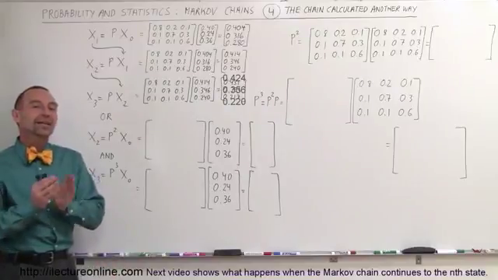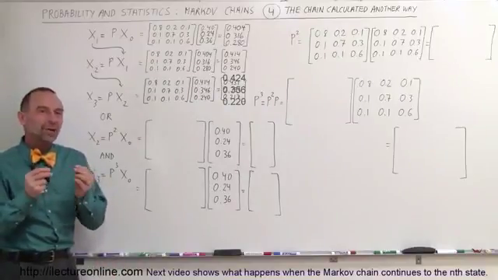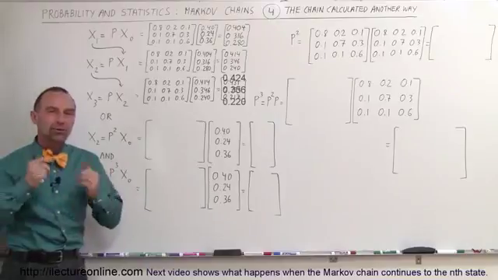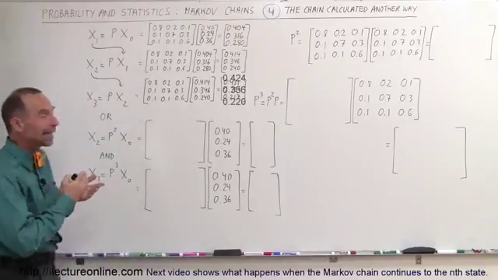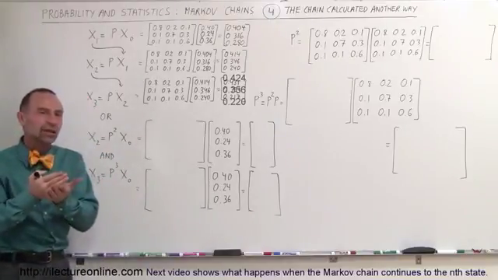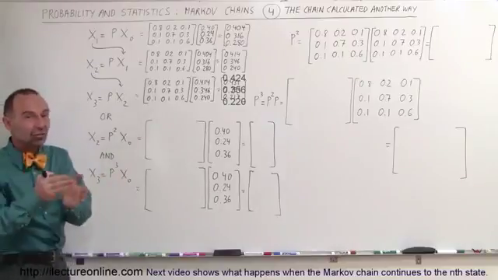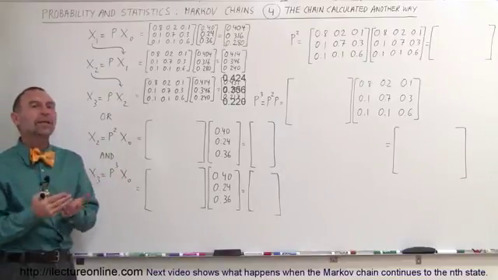Welcome to ilectureonline, and in this video we're going to show you a different way in which you can get the results of the Markov chains. In other words, how can we get the second state or the third state or the fourth state given the initial state and given the probability matrix?